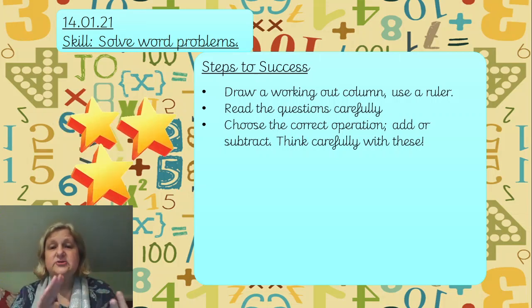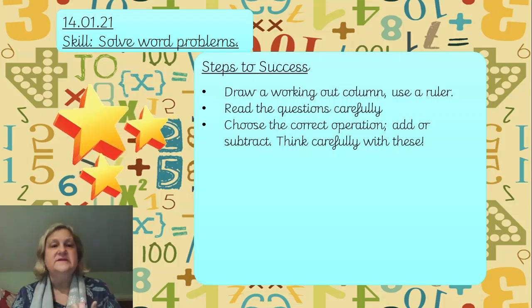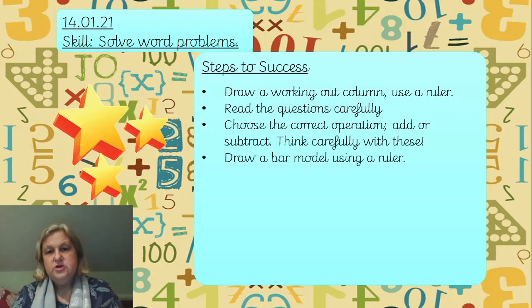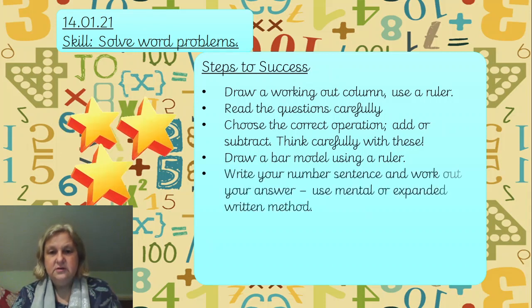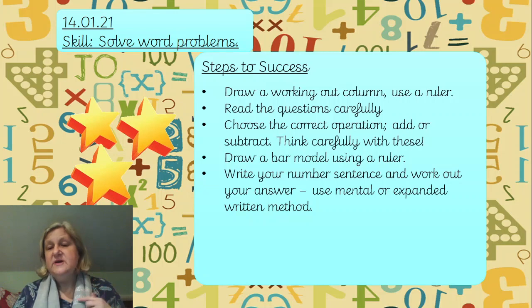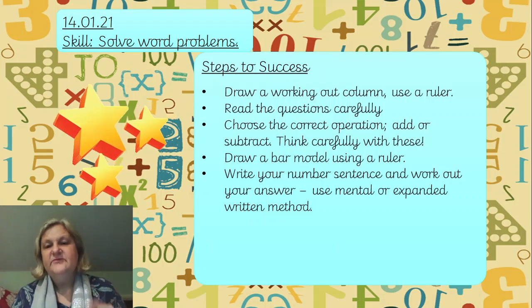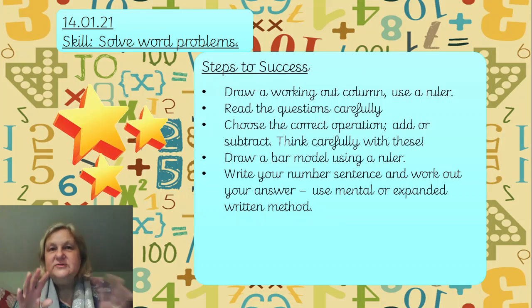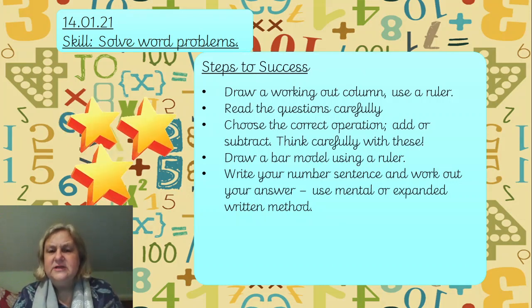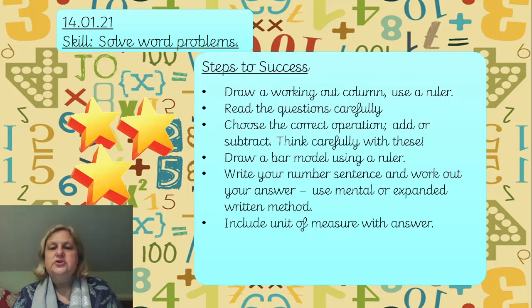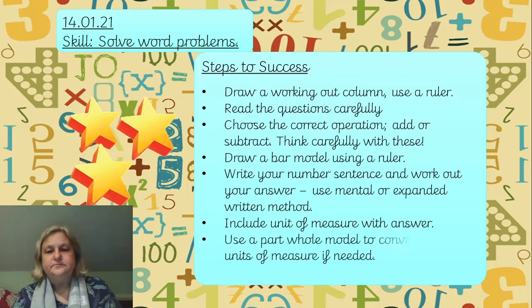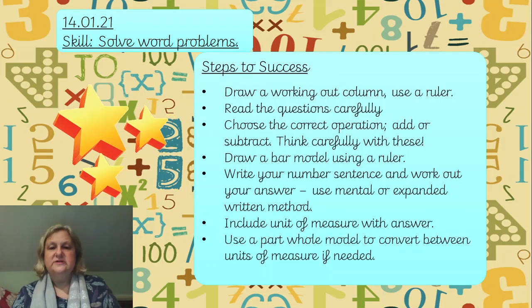You either need to add or subtract with these today. There's no others in there. Think carefully what you need to do. Draw a bar model using a ruler. Write your number sentence and work out your answer. Use a mental method or an expanded written method. Don't make any mistakes though, because you've got all that bar models and everything, and then to make a little slip up, oh my goodness me. Include your unit of measure with your answer, and you use your part whole model to change between those units of measure if you need to.